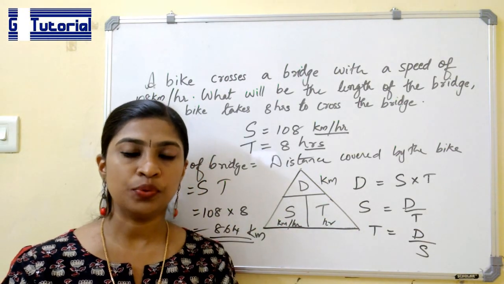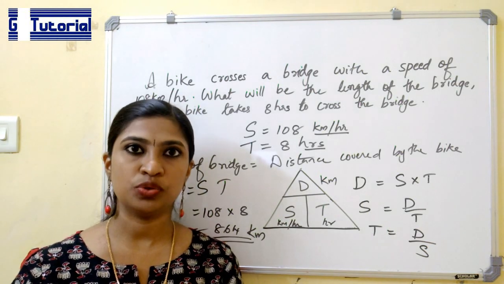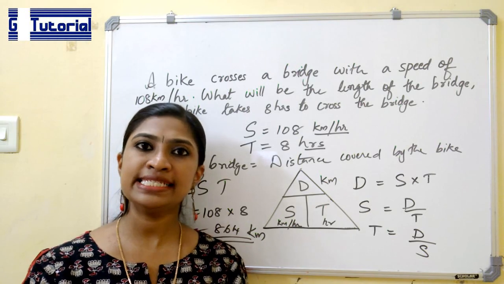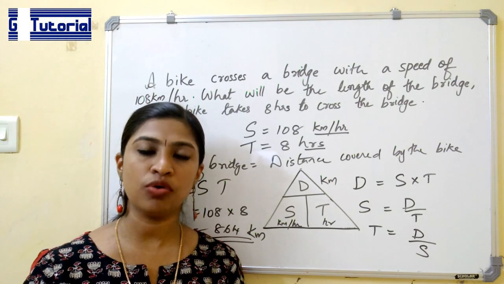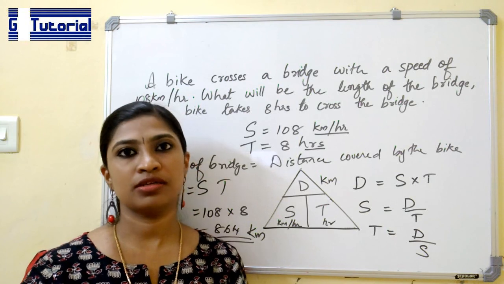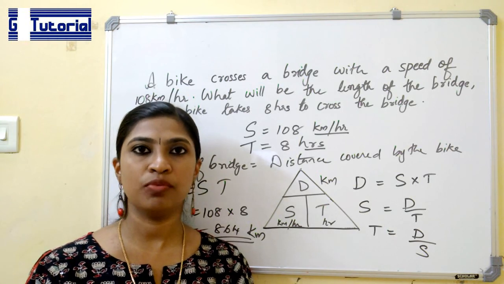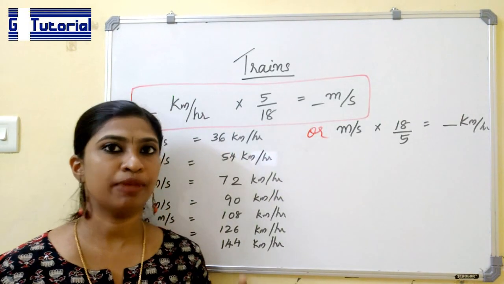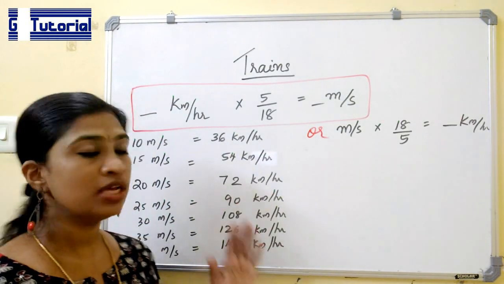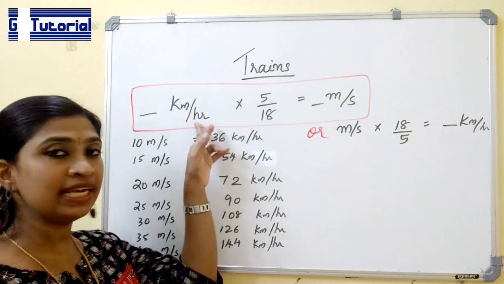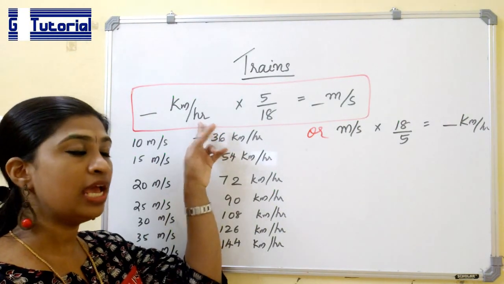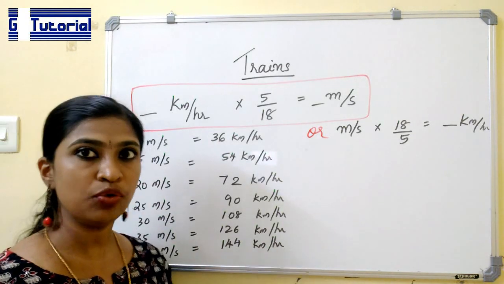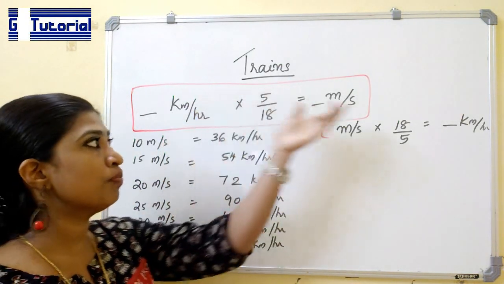Now we can do problems from the topic trains. So today's topic is trains. This is the most important and the easiest portion from aptitude, where you can score the entire marks for the exam. So we can move on to the topic trains. The first thing you have to memorize from this topic is, if the unit of speed is given in kilometer per hour, and if the other units are in meter and second, then you have to convert the speed to meter per second.